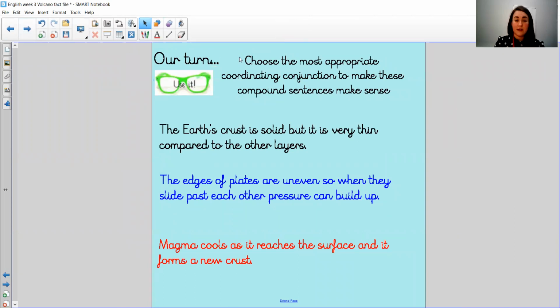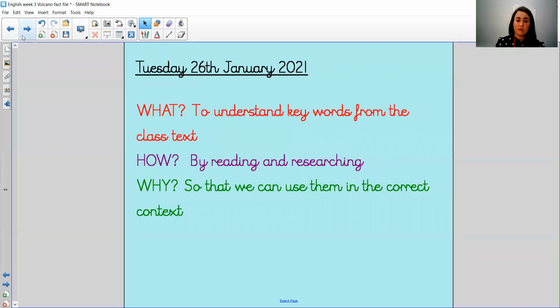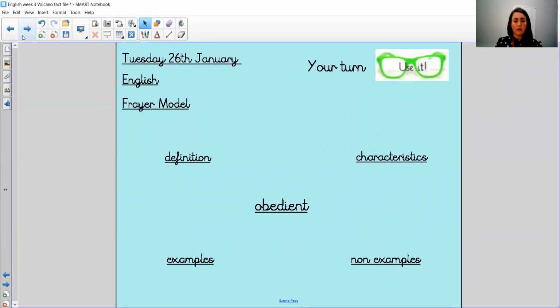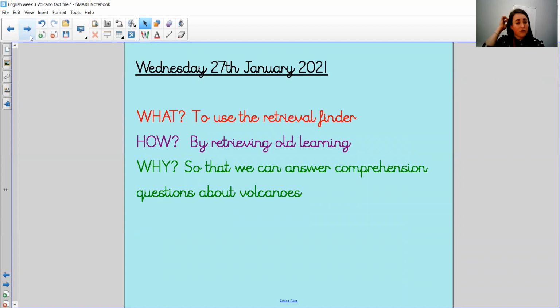So instead of focusing on our fact files, we focused on our class text in order to understand keywords. We had a look at the word obediently and we used the Frayer model, okay, in order to understand a bit more of that word. Whereas today we are going to be thinking about using the retrieval finder.